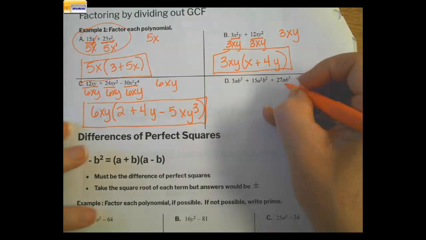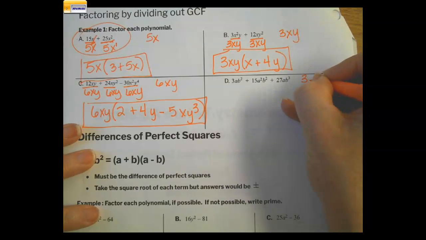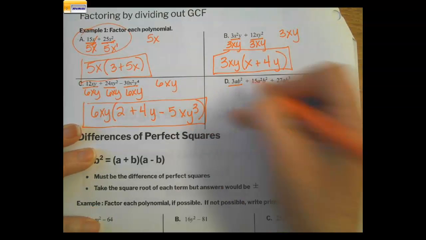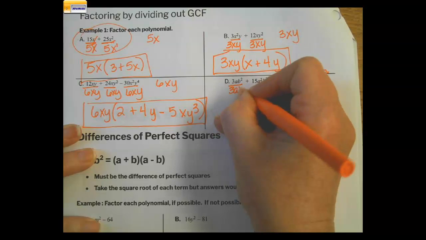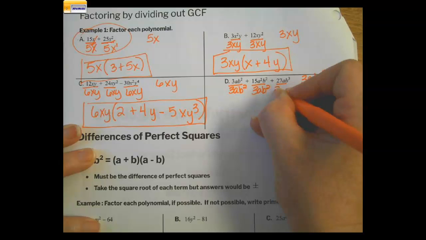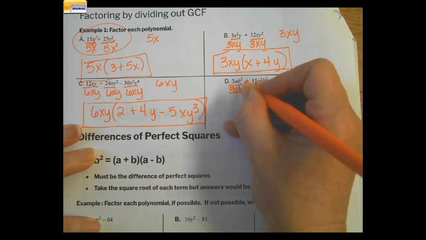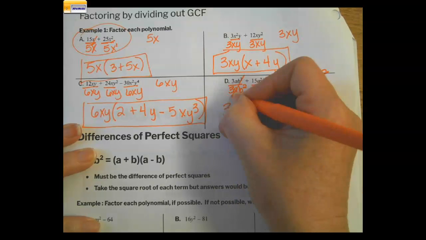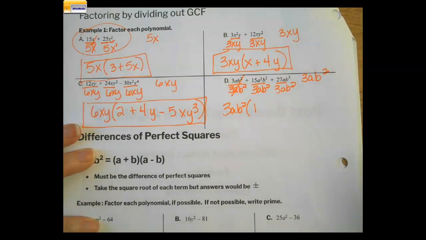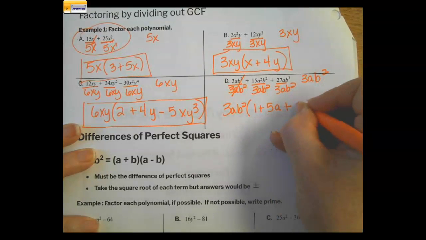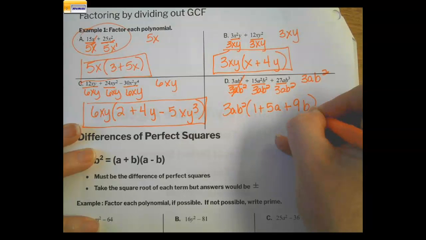Next, 3 a's, yes. My b's, it looks like everybody has at least 2 b's, so that's a little bit different. So we're going to take out 3ab squared. Let's take out that 3ab squared. What am I left with? Everything cancels, so that leaves me with 1 plus 5a plus 9b. And there we go.